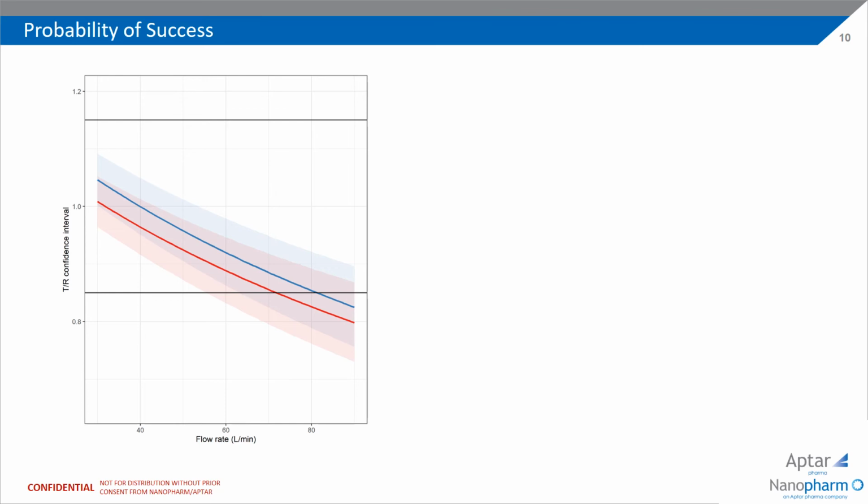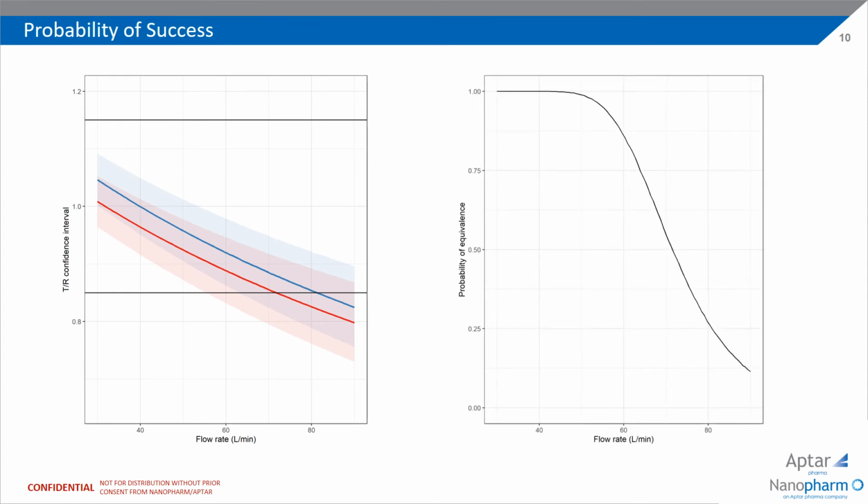And a really nice way of showing this is in a probability of success curve. Now, this shows the probability of determining bioequivalence as a function of flow rate. And as you can see, it's close to 1 at low flow rates, starts to fall at around 50 liters per minute, is acceptable around 60, and really plummets as you head towards 90 liters per minute. And this confirms the suspicions that we had at the start of this work, that the divergence in behavior of the two devices at high flow rates means that at those flow rates there is a high probability that it will be determined that they are bioinequivalent.